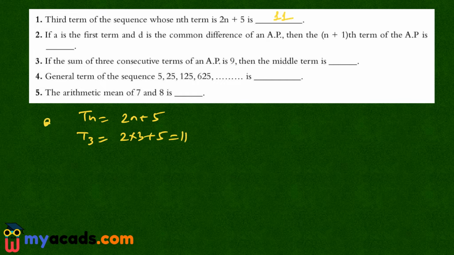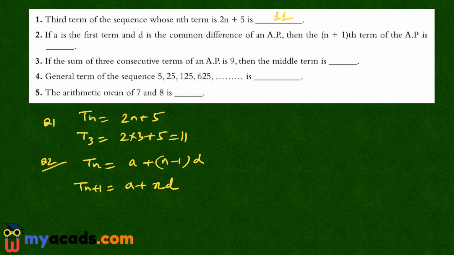So question 2 is, if A is the first term and D is the common difference of an AP, then the n plus 1 term of the AP is. I know that the nth term of an AP is A plus n minus 1 into D. The question is asking me to find the n plus 1 term. So T n plus 1 is A, and I will write n plus 1 instead of n. So I get n into D. So this is the answer, A plus nD.